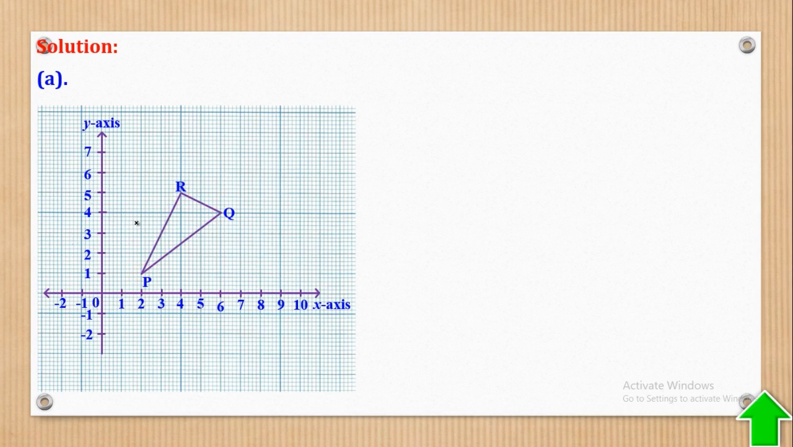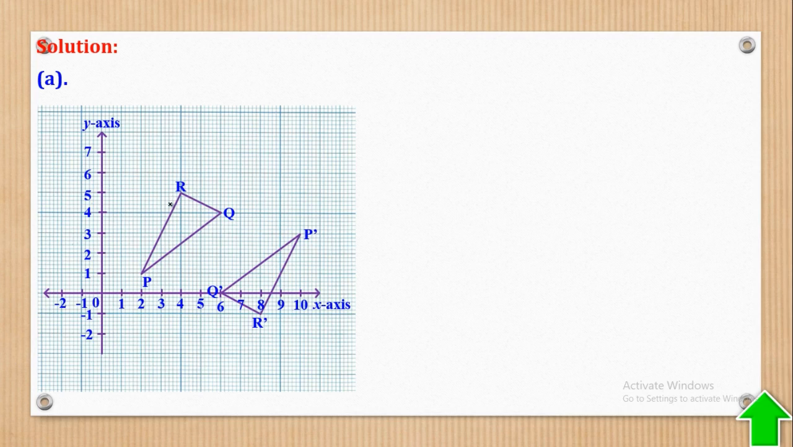We also need to locate the image, which is P prime, Q prime, R prime. So we shall come and plot point P prime, which is 10, 3, Q prime, which is 6, 0, and R prime, which is 8, -1. Then join P to Q, Q to R, R to P to get the image P prime, Q prime, R prime. So now we have object and image. We need to get the angle and center of rotation.